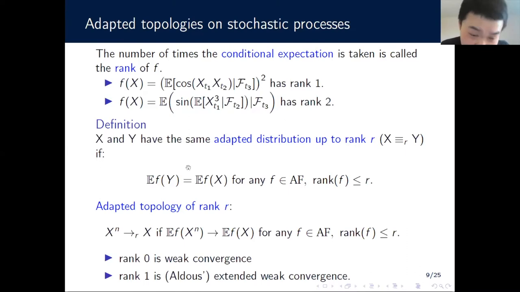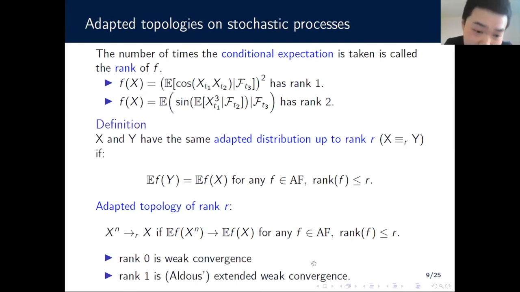Okay, so from this definition, it's very easy to say that the R equal to zero case just corresponds to the coincidence of the laws of X and Y, right? And correspondingly, they define the adaptive topology of rank R as the following. We say that Xn converges to X in this topology if the expectation of F(Xn) converges to the expectation of F(X) for any F with rank not bigger than R. And it's not hard to see that the rank zero case corresponds to the usual weak convergence, and the rank one case is actually the extended weak convergence, provided the underlying state space is compact.